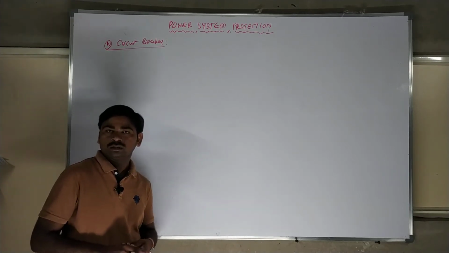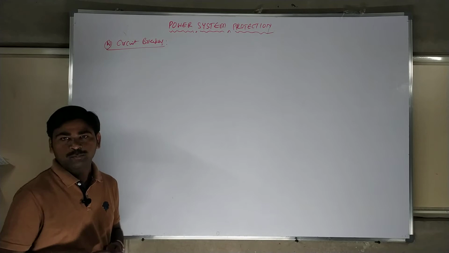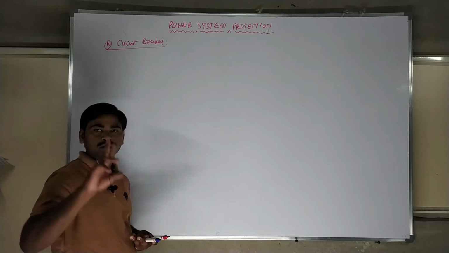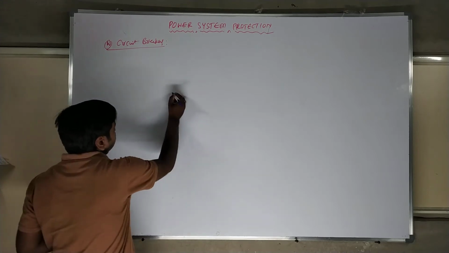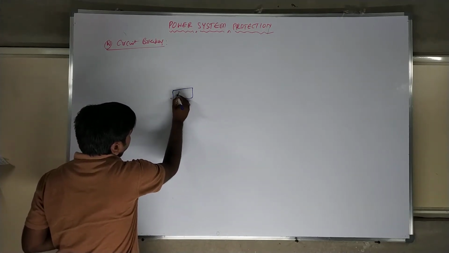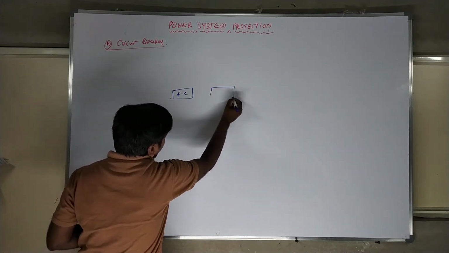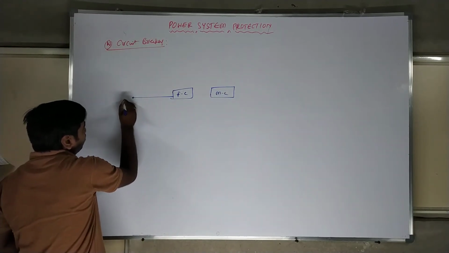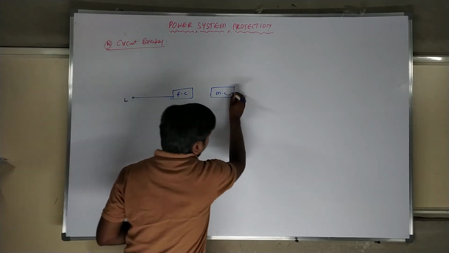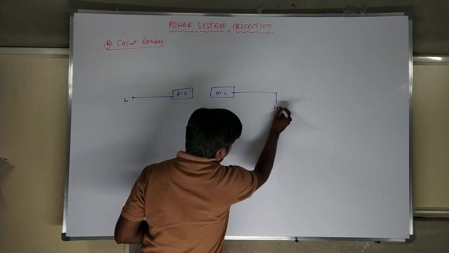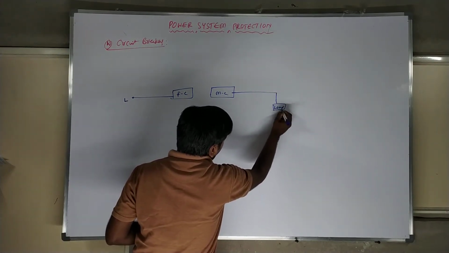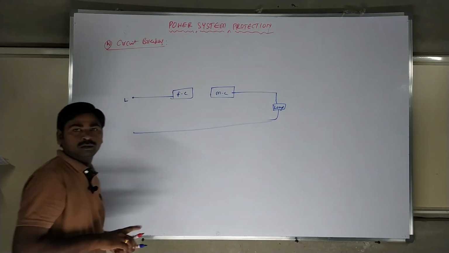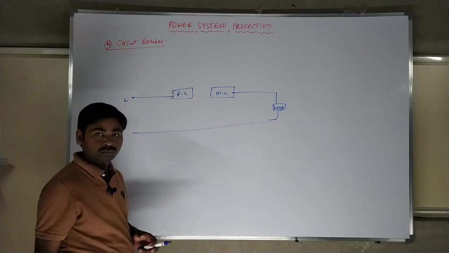What does a circuit breaker consist of, and how does it work? I will showcase a small diagram. The circuit breaker consists of two parts: a fixed contact and a moving contact. This is called the live wire, the line, and this is connected to the load side, the load wire. Then you are connecting one more closing section. This is the complete setup.